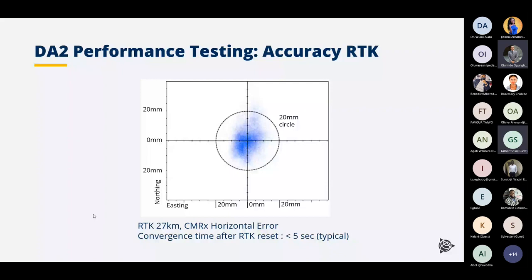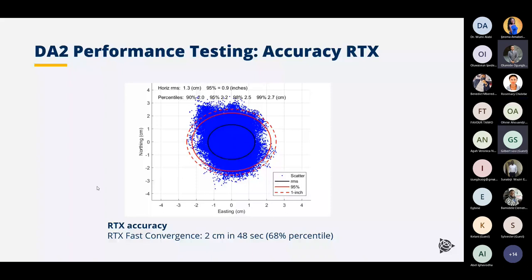This is another performance test that we did just to try and get the accuracy of the RTX corrections that you receive using the DA2 antenna. And we saw the RTX fast convergence was just 48 seconds. You were able to receive 2 centimeter accuracy already in various locations globally.